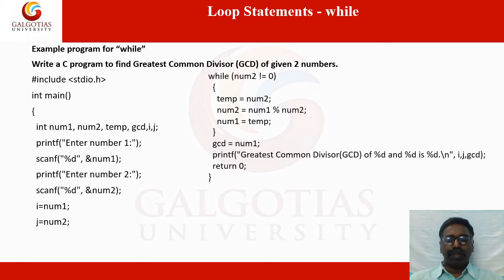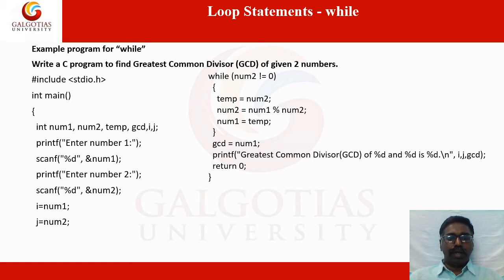Next, in the looping statements, we have the while statement, the while loop. The question is: write a C program to find the greatest common divisor of two numbers using a while loop. Using this program, we are going to find the greatest common divisor of the two given numbers.